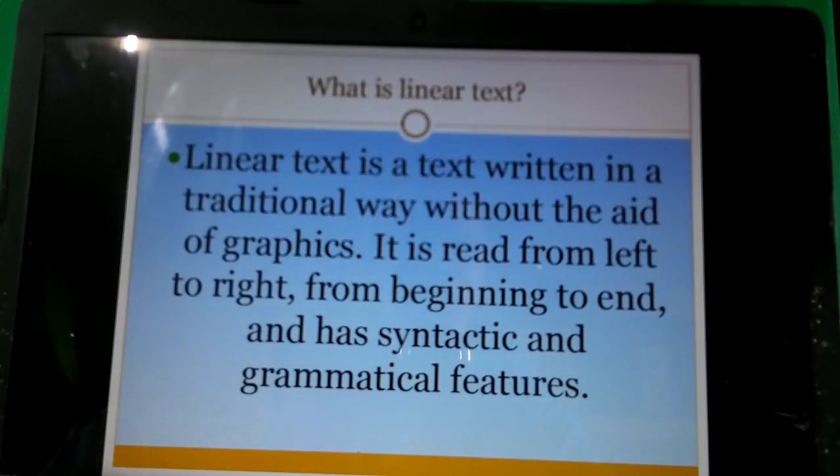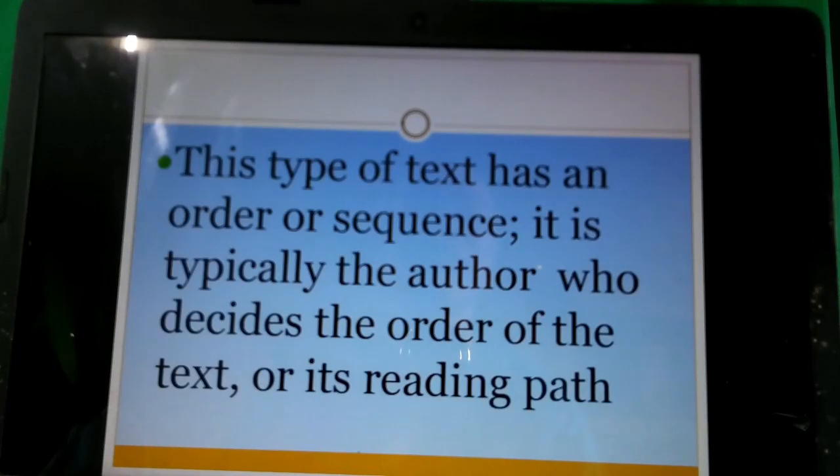What is linear text? Linear text is a text written in a traditional way without the aid of graphics. It is read from left to right, from beginning to end, and has syntactic and grammatical features. Okay, next. This type of text has an order or sequence. It is typically the author who decides the order of the text or its reading path.